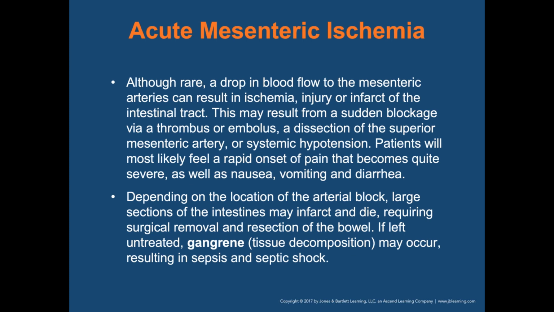All right. Acute mesenteric ischemia. Although rare, a drop in blood flow to the mesenteric arteries can result in ischemia, injury, or infarct to the intestinal tract. This may result from a sudden blockage via a thrombus or an embolus, a dissection of the superior mesenteric artery, or systemic hypertension. Patients most likely feel a rapid onset of pain that becomes quite severe, as well as nausea, vomiting, and diarrhea.